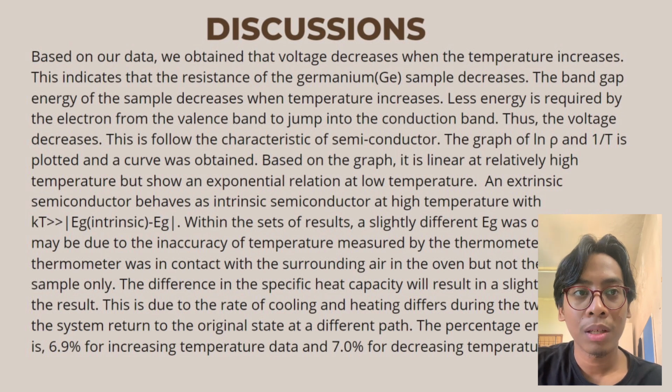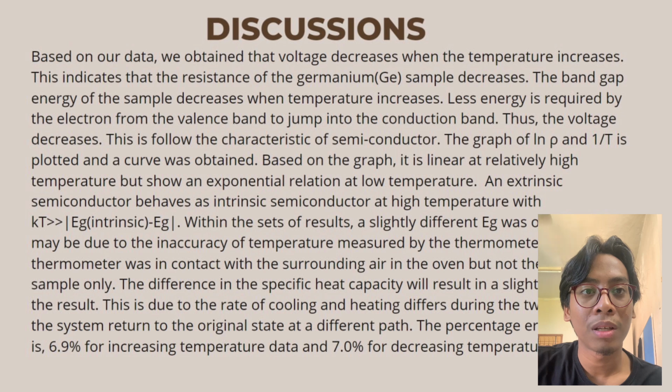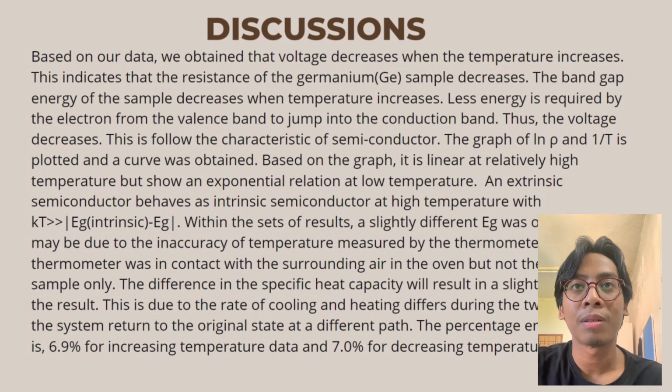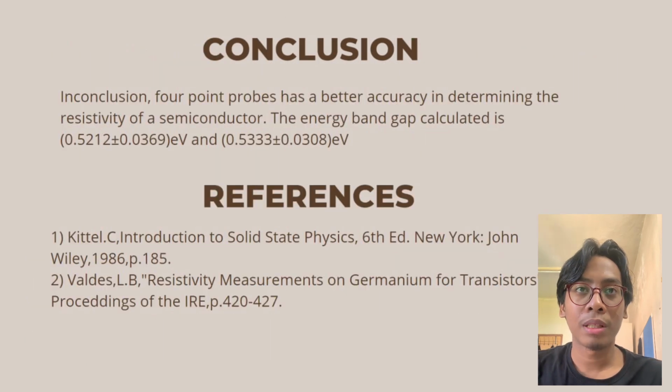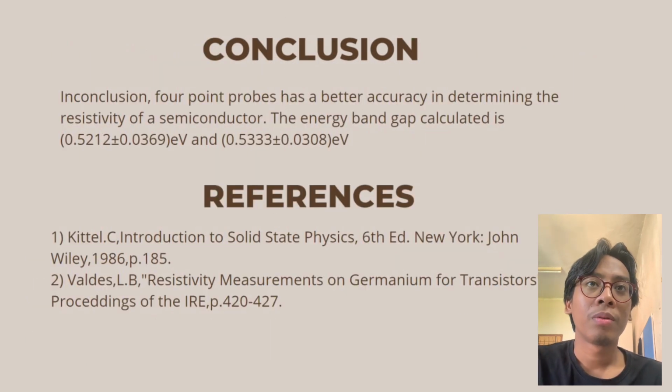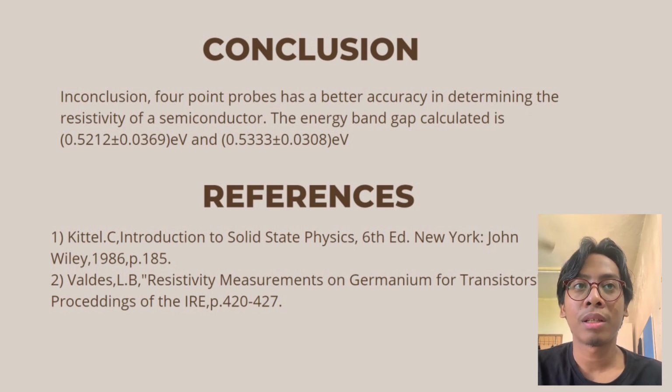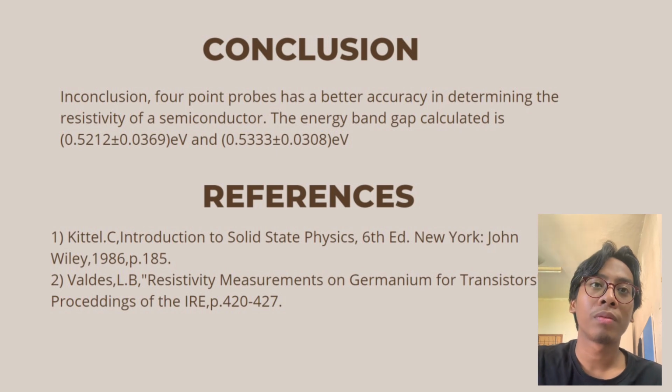The percentage error obtained is 6.9% for increasing temperature data and 7.0% for decreasing temperature data. To conclude this experiment, we get that the four-point probe has better accuracy in determining the resistivity of a semiconductor, and the energy band gap calculated is 0.5212 plus minus 0.0369 electron volt and 0.5333 plus minus 0.0308 electron volt.